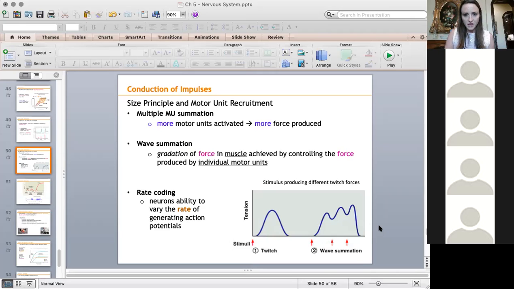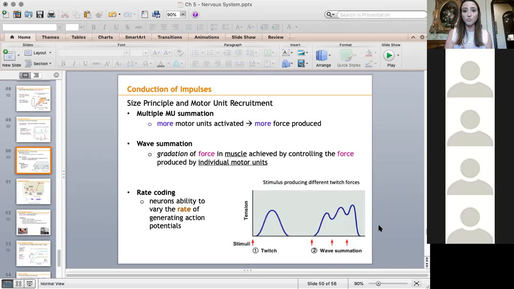bottom down here. So one single twitch, we see a stimulus and we see a twitch. So that's just like a twitch in the muscle, like one little tiny activation. Again, very little force is produced with a twitch. You may have to know that too. A twitch produces the lowest amount of force.